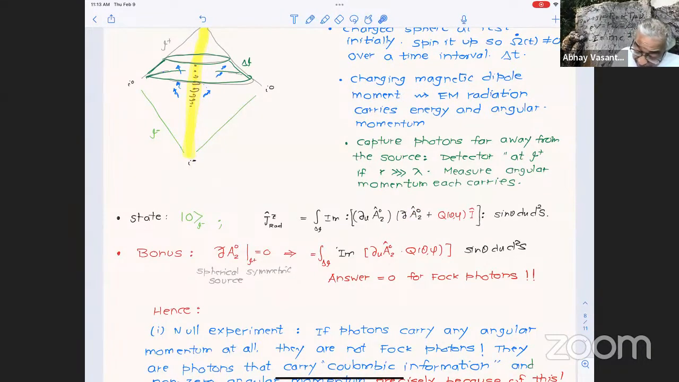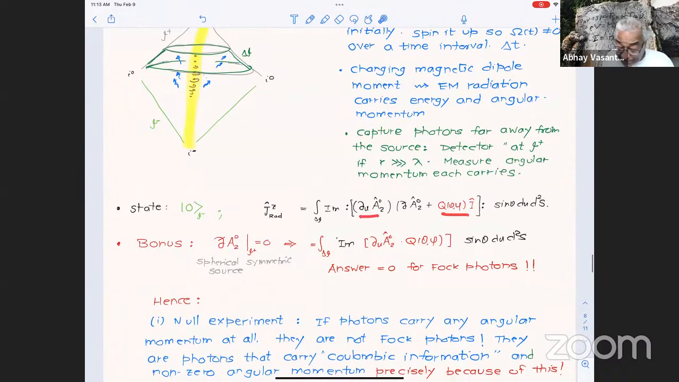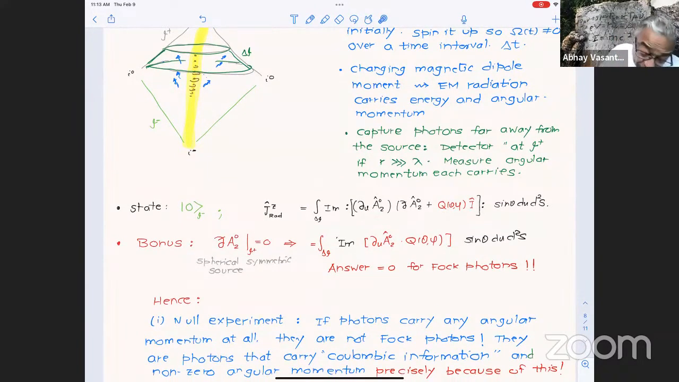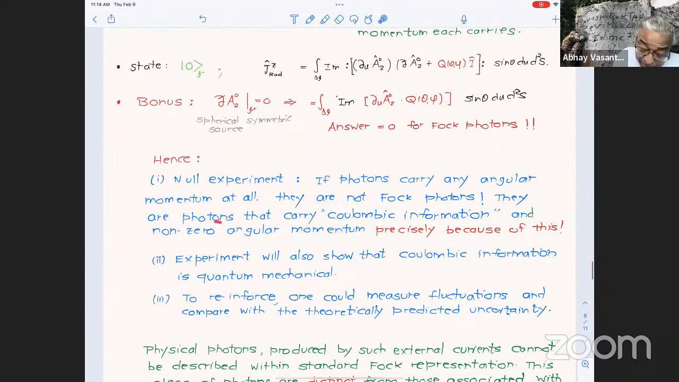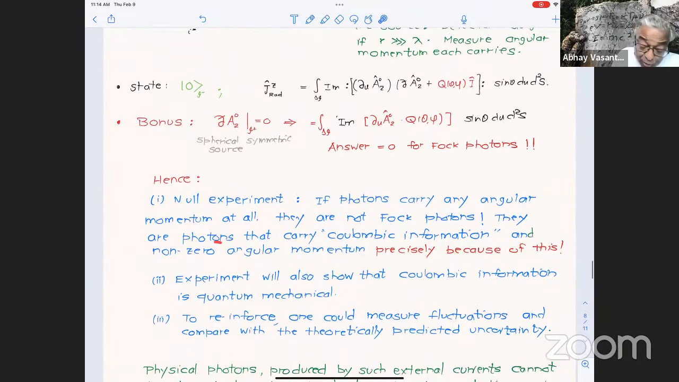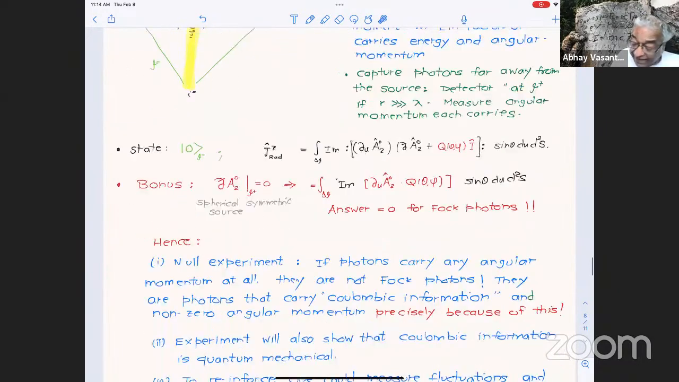And therefore, the total angular momentum that is radiated away, this J hat radiated away, is just given by this times this. Now, this is interesting because in the Fock sector, if these were the Fock photons, then this is identically zero. Therefore, they will carry no angular momentum through any patch of sky up here, and the answer will be identically zero for Fock photons. And therefore, you can do it as a null experiment, first of all. You can look at these photons and just measure if they carry angular momentum.